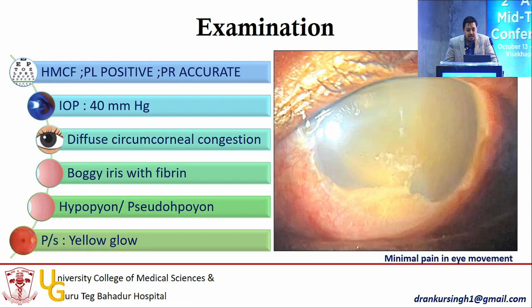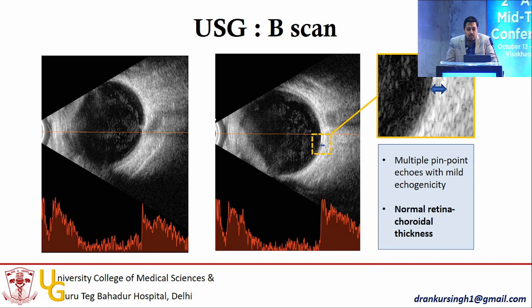On clinical examination, the patient had a visual acuity of hand movement close to face, IOP of 40 mm of Hg. Diffuse circumcorneal congestion was present with bogey iris and fibrin. The patient had exudative-like material in the anterior chamber inferiorly, which could be hypopyon or pseudohypopyon. On posterior segment examination, the patient just had a yellow glow. We did an ultrasound and found multiple pinpoint echoes with mild echogenicity throughout the vitreous cavity. However, the patient had a normal retinal corneal thickness.